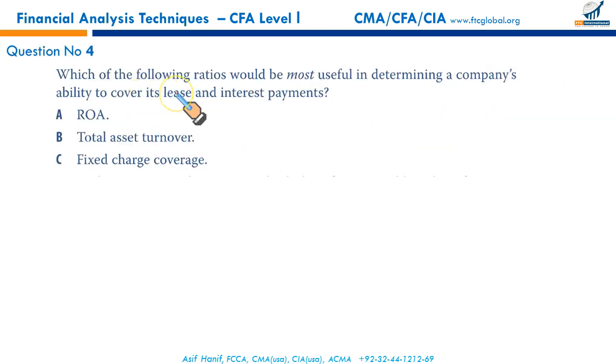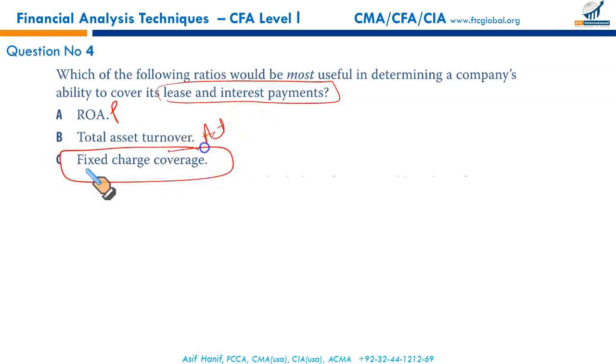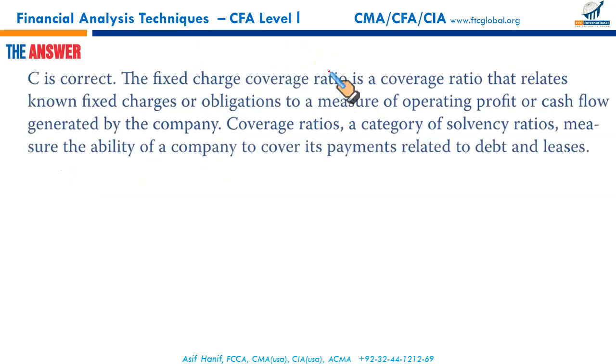Which of the following ratios would be most useful in determining a company's ability to cover its lease and interest payments? Coverage ratio. Return on assets is a profitability measure. Total assets turnover is an activity measure. Fixed charge coverage, yes. We discussed this a little while ago. Fixed charge coverage will determine the company's ability to make payments on lease terms and interest payments. Correct. C is the right option.